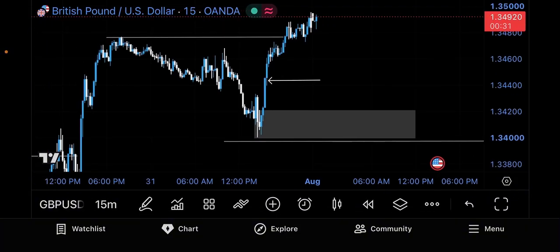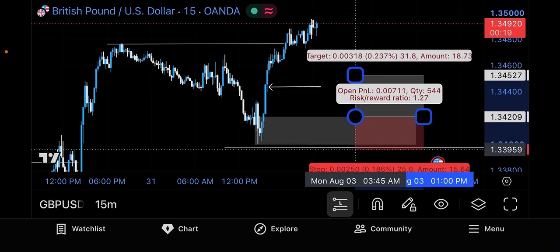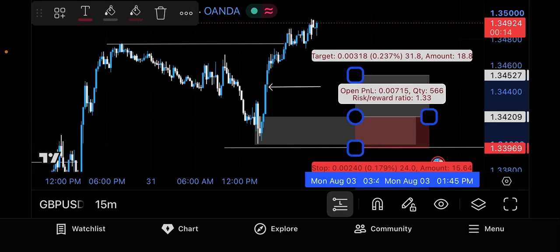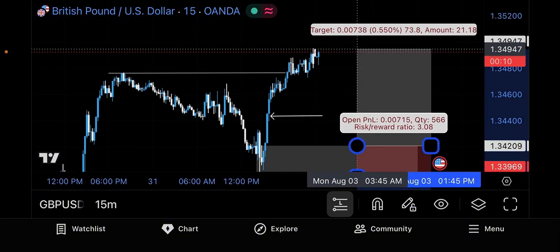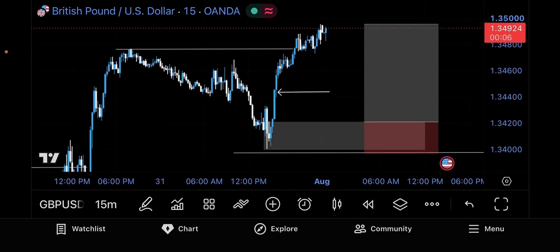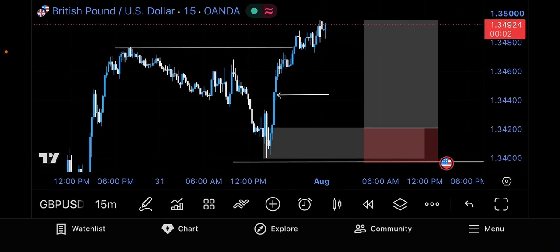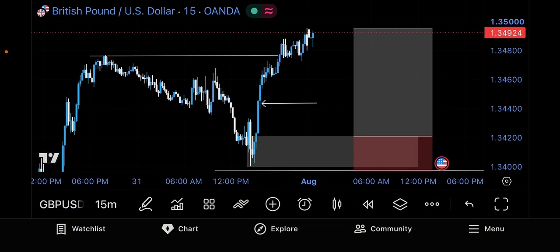You have to refine your entry to this level and place your stop loss at this level, but the stop loss is going to be too big, around 24 pips, and you target this high. It's still okay, 1 to 3, but if you want to take a risk entry, it's okay, 25 pips, not that bad. But if you don't want to take a risk entry, you look for a confirmation entry. But this is a very nice trade that I'm seeing.